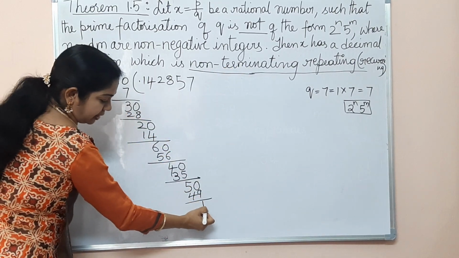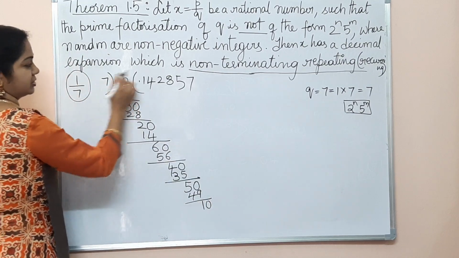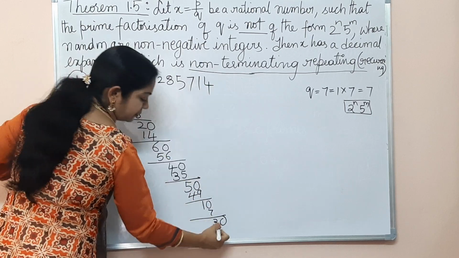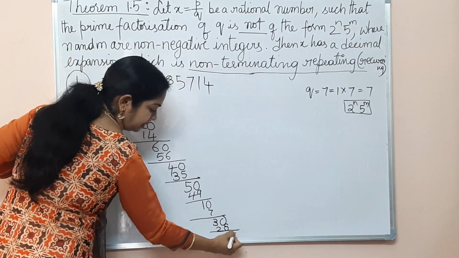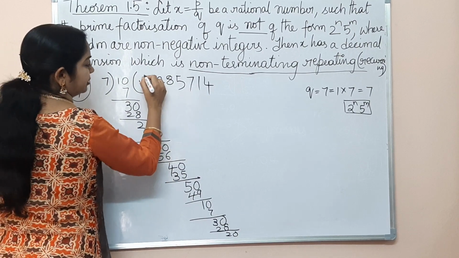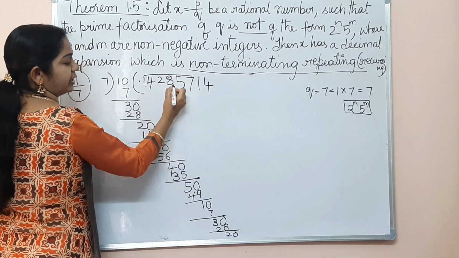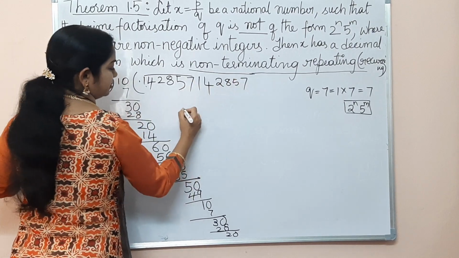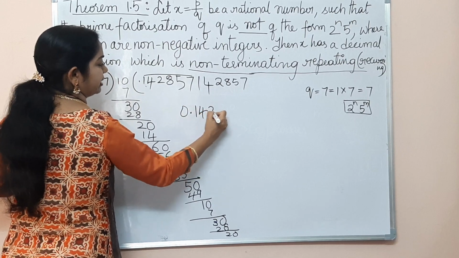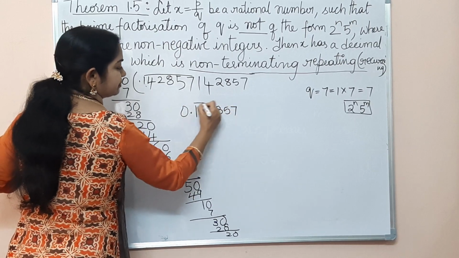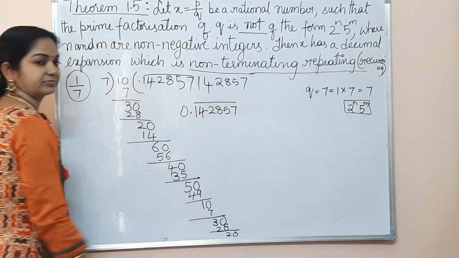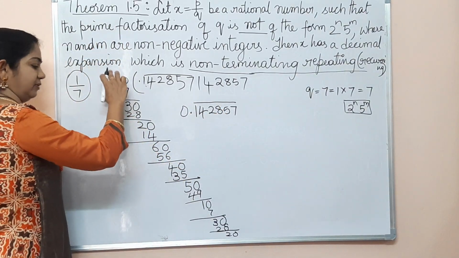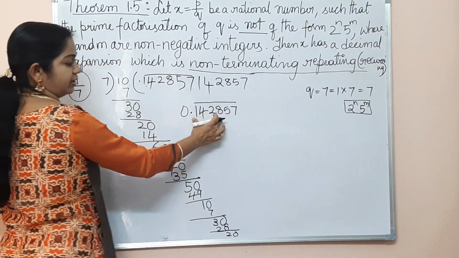You get 10 again. So 7 ones are 7, remainder 3, then 30. 7 fours are 28. So the same thing is being repeated again, from this part. This 1, 4, 2, 8, 5, 7 is repeated again: 1, 4, 2, 8, 5, 7. So this is a non-terminating, repeating decimal, because if you check by the actual division, we got the value.